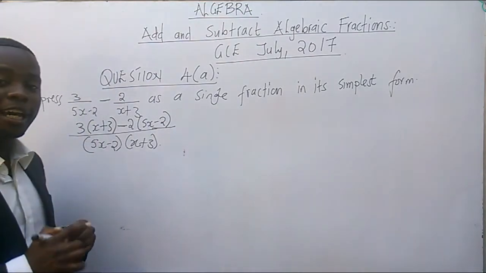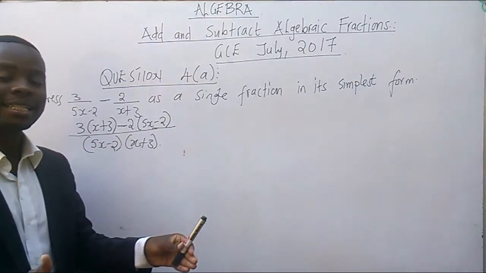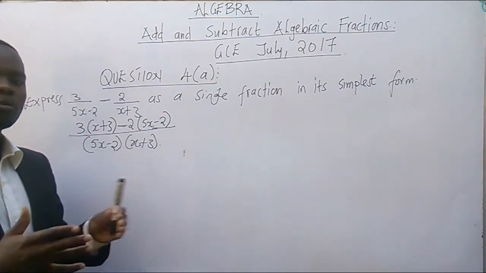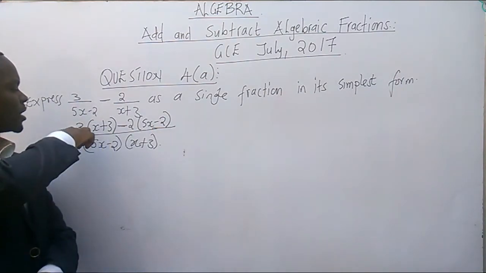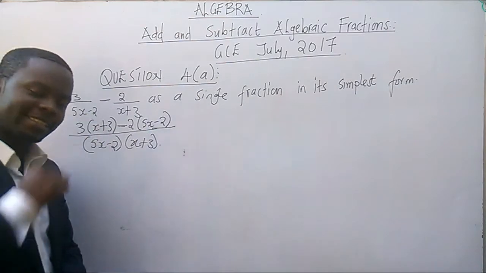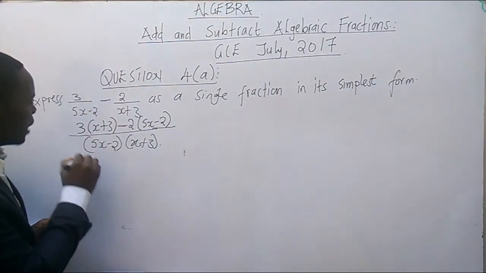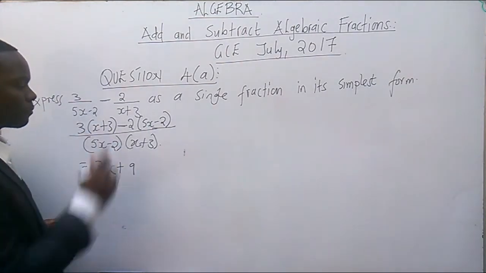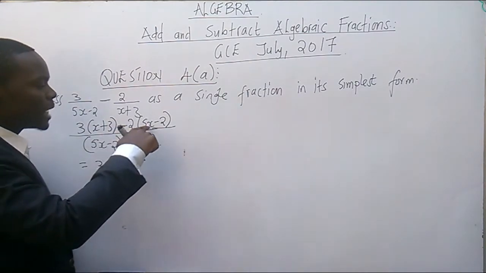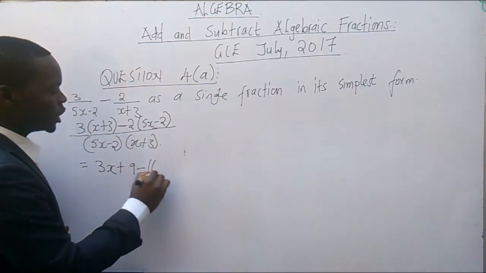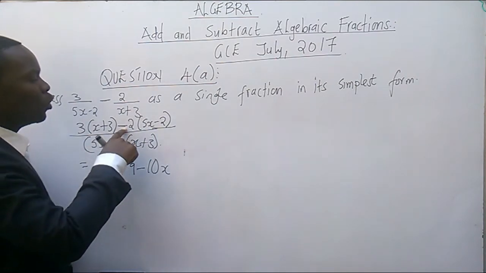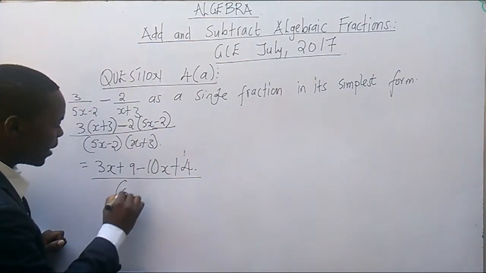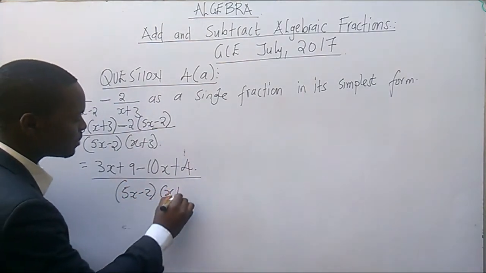All right. So from here, the next step is for us to expand our numerator. How can you expand your numerator? You can only expand your numerator by multiplying whatever is outside with whatever is inside. Meaning that we are going to have 3 times x is 3x, 3 times 3 is positive 9. And then we go to this side, negative 2 times 5x is minus 10x. Then negative 2 times negative 2 is positive 4. Everything we are dividing by what? 5x minus 2 and x plus 3.